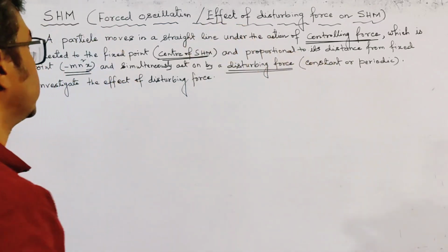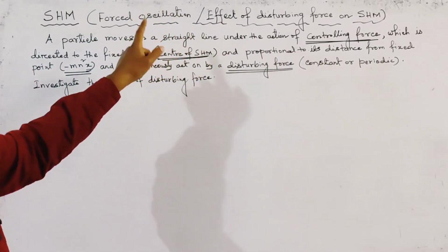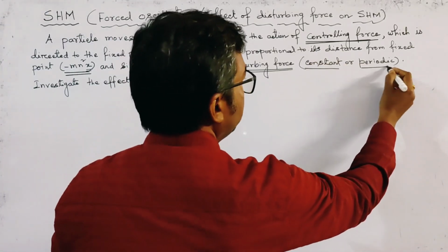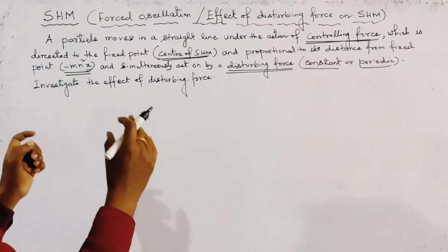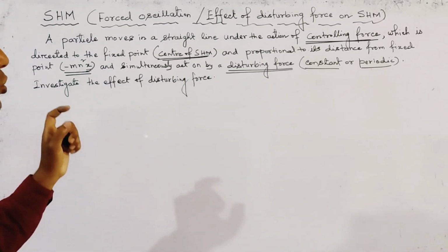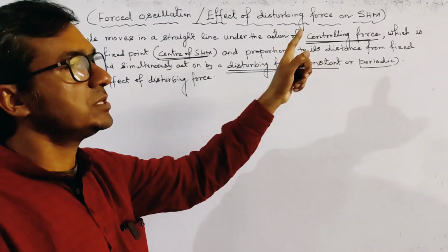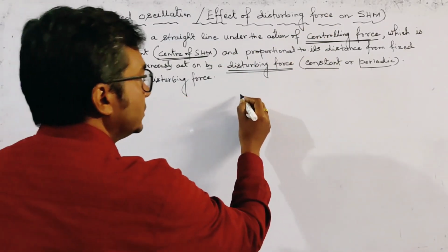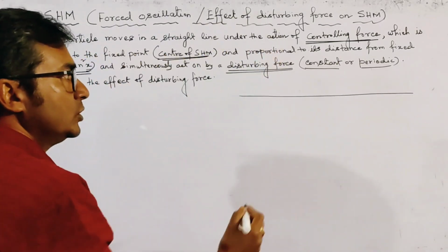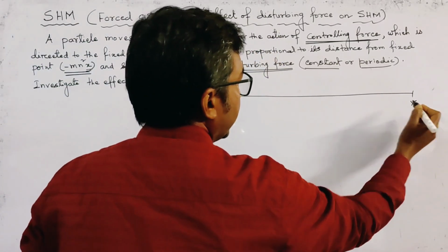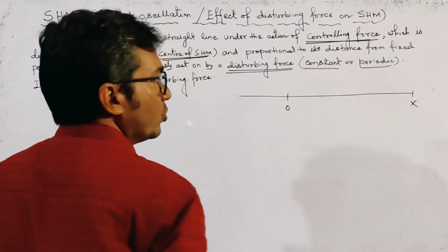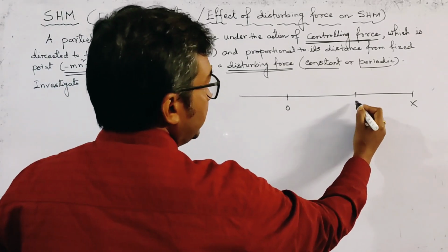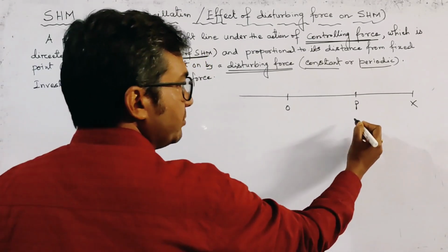Okay, the disturbing force, and this is said to be forced oscillation, and the disturbing force may be constant or may be periodic. And here we have to investigate the total motion, or the total effect of the disturbing force on simple harmonic motion. Let the straight line be x, and let this fixed point be O. This is the center of SHM, and let P be any position of the particle at time t.